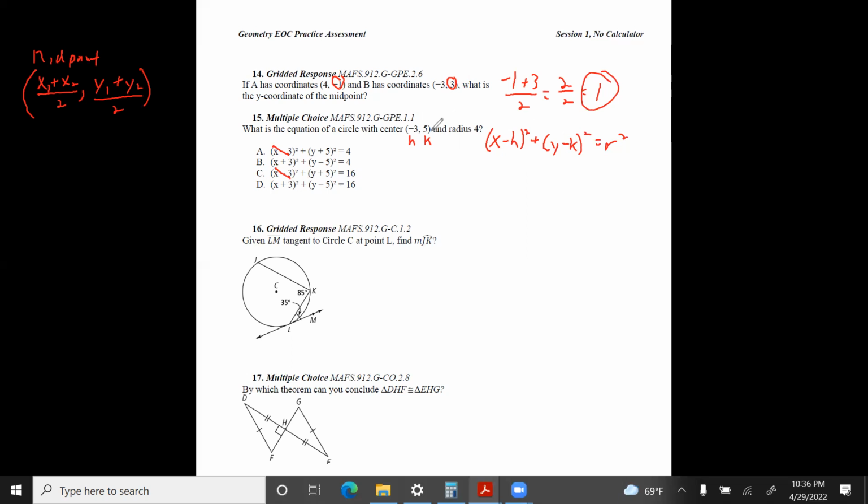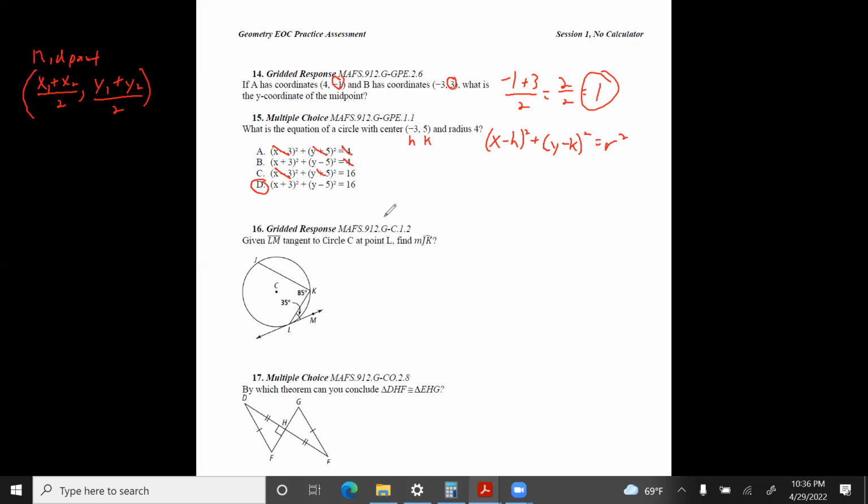Then we move on to 5. You have a +5. Again, plug it in, becomes a -5. So again, A and C have the wrong sign. And it says we have a radius of 4. When I plug 4 into my radius, it gets squared. So 4 squared is 16. So first two A and B are out. The only one that has all the correct parts is D.